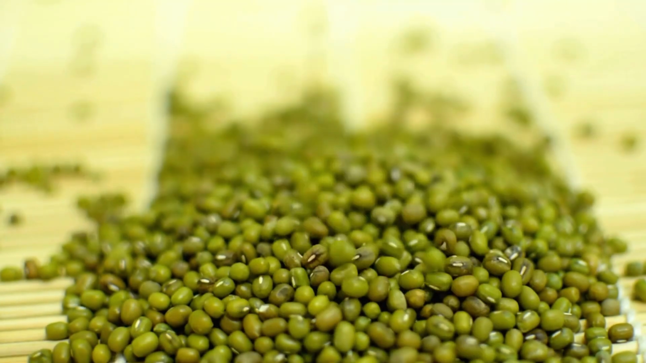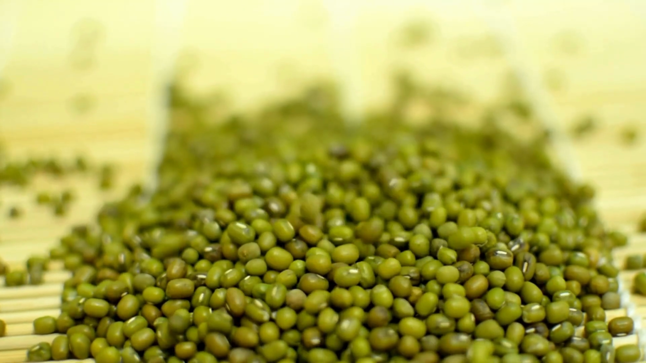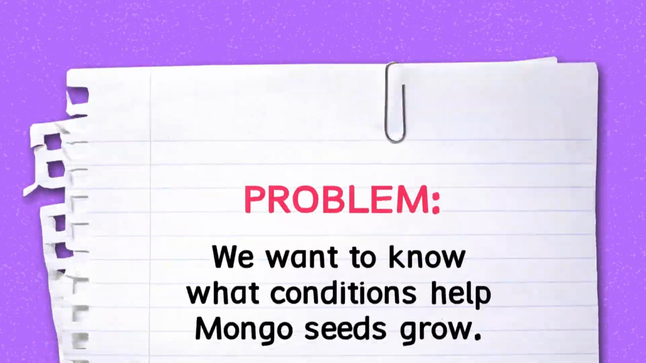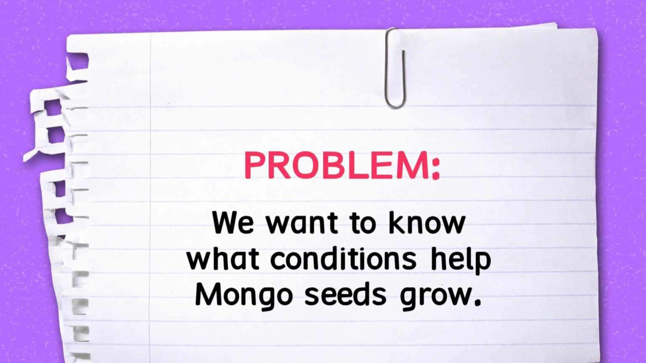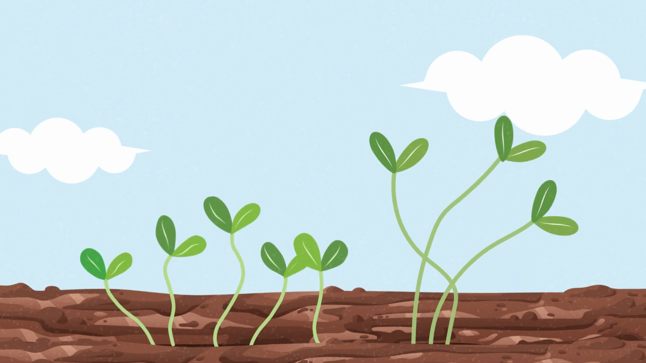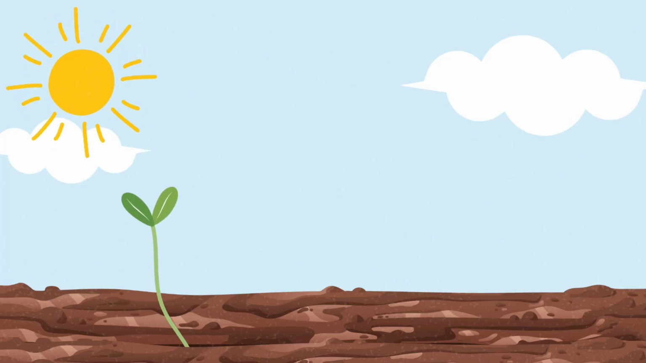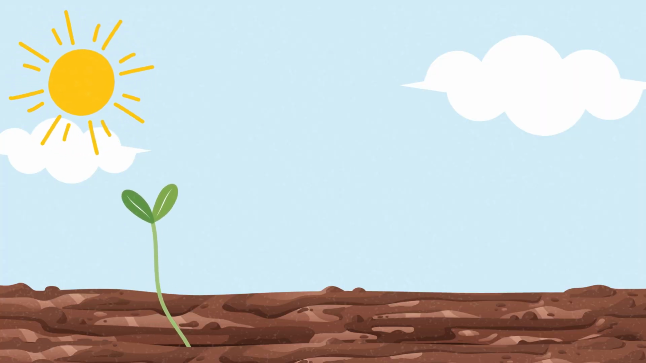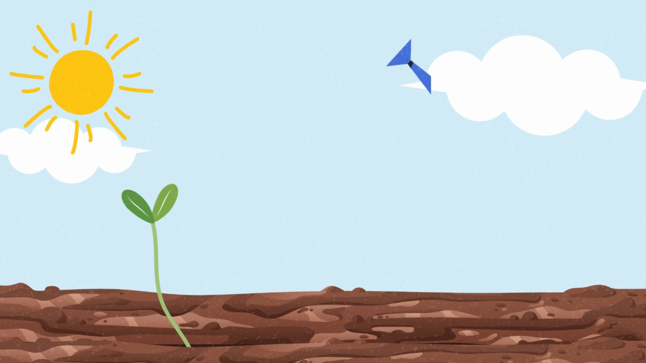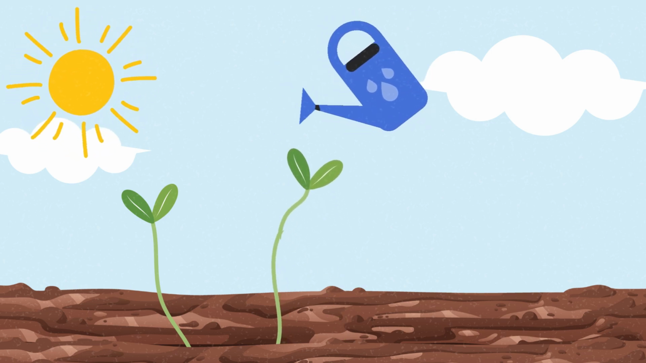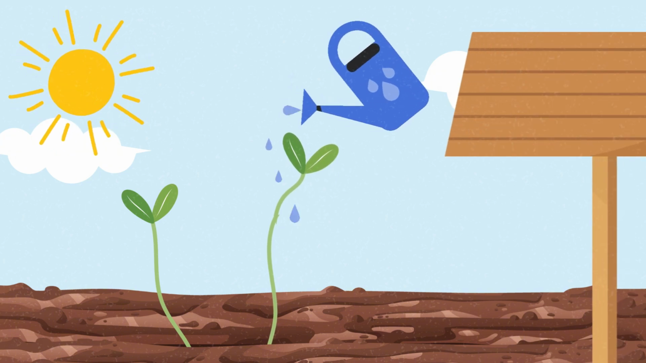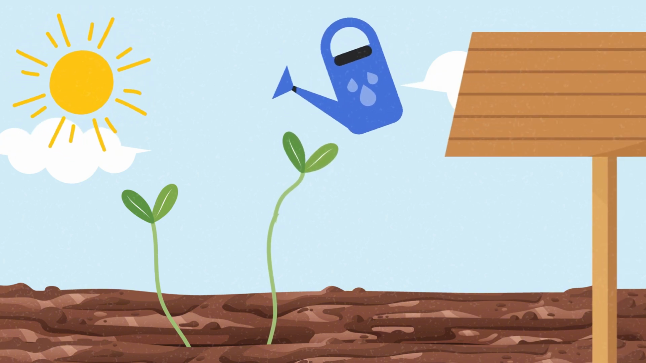Recall the first experiment that we did in science, the mango experiment. What was our problem there? What was our step 1? We want the mango seed to grow. What's our hypothesis? If we expose the mango seed to sunlight, it will grow. If we water the seeds, they will grow. If we put it under the shade, it will not grow.